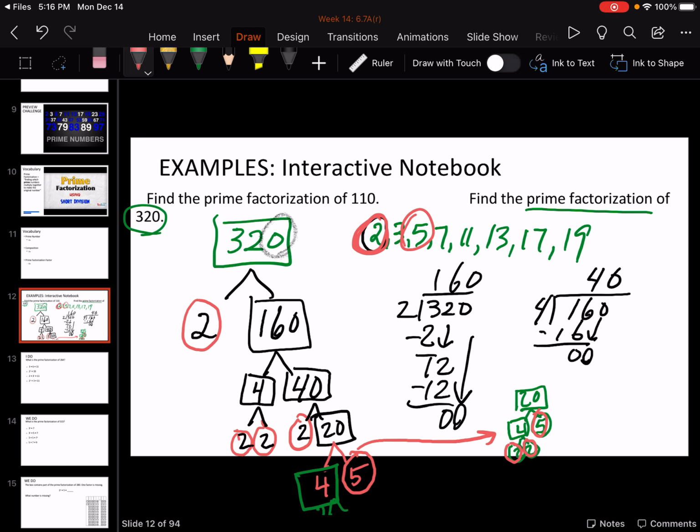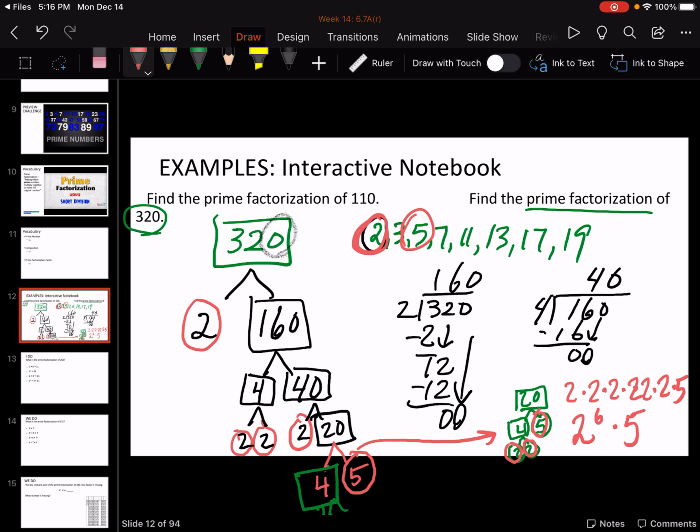I'm then going to simplify it, write it all down. So I have 2 times 2 times 2 times 2 times 2 times 2 times 5. So this is simplified to 2 to the 6th power times 5.